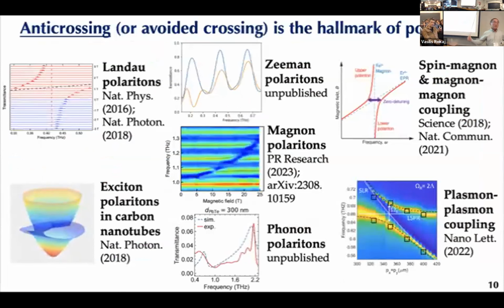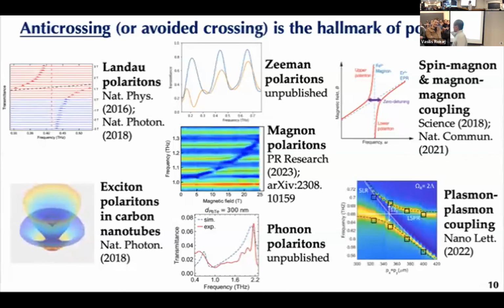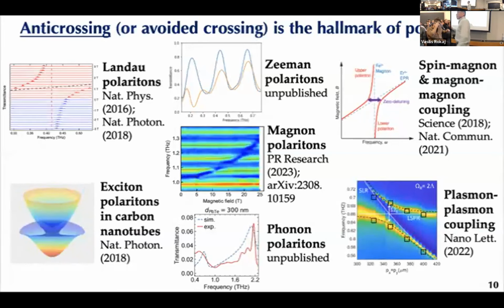All my students are working on different types of polaritons. Whenever they see an anti-crossing, they dance. That's the polariton dance. So we have Landau polaritons, exciton polaritons, phonon polaritons, magnon polaritons. These are rather traditional polaritons in the sense that they all involve photons, so they're all light matter coupling polaritons. But we also have some exotic polaritons without involving light. So we have spin magnon ultra strong coupling, magnon magnon ultra strong coupling, and plasmon plasmon ultra strong coupling.